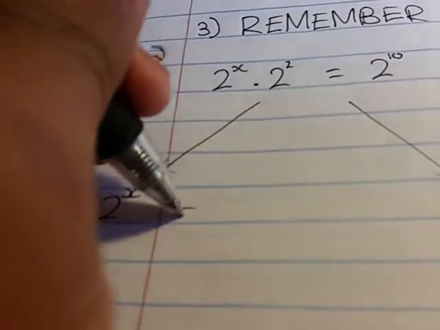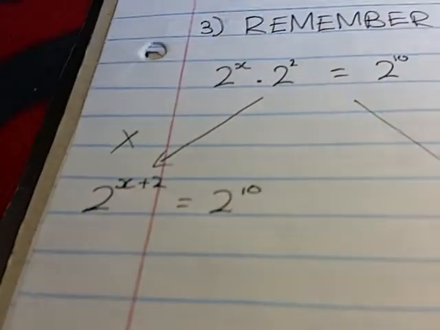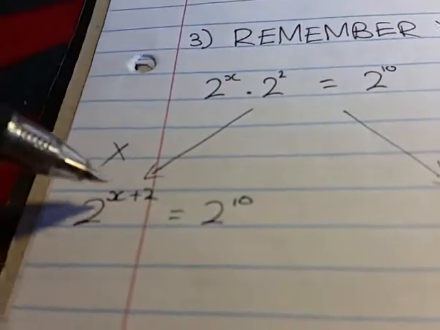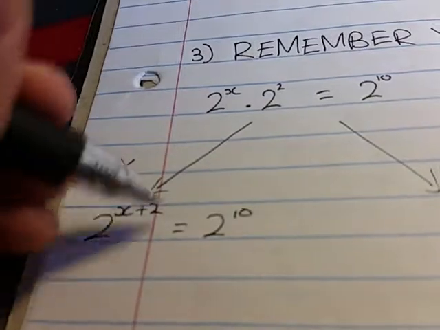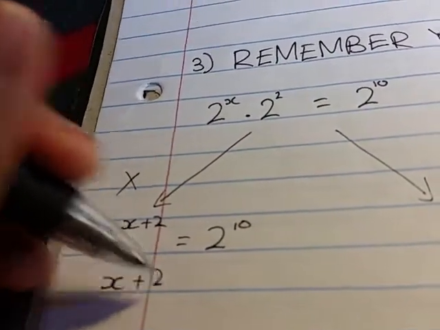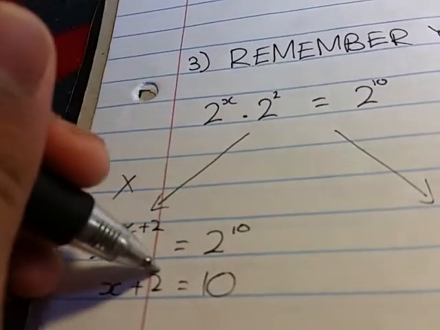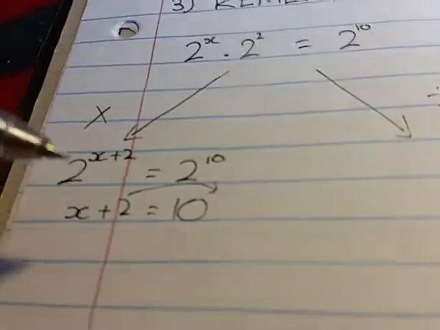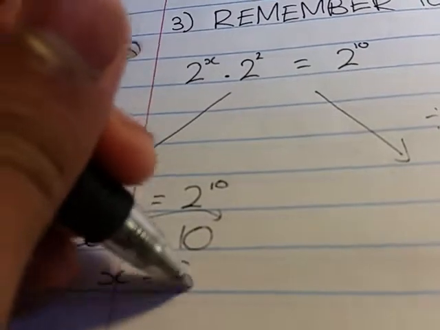And that's going to equal 2 to the 10. They have the same base and an equal sign, so therefore that exponent equals that exponent. So x plus 2 equals 10. Take 2 over, that's going to become minus 2. Therefore, x equals 8.